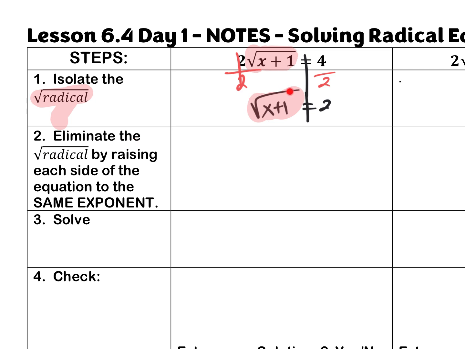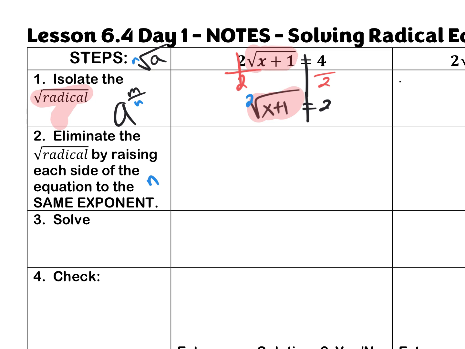That means I get rid of the root symbol by raising each side to the same exponent. That means we're looking at the n value. My n value, if you remember, it's a to the m over n, or if you have it in radical form, n is the number on the outside when a is on the inside. So in this case, I'm looking at the n value out here on the radical. If I don't see a number, we know it's the square root, so the index is 2.